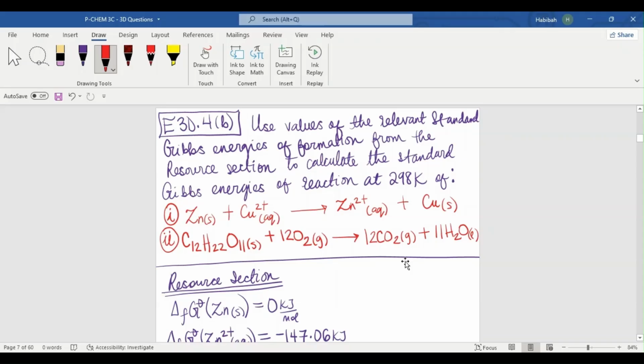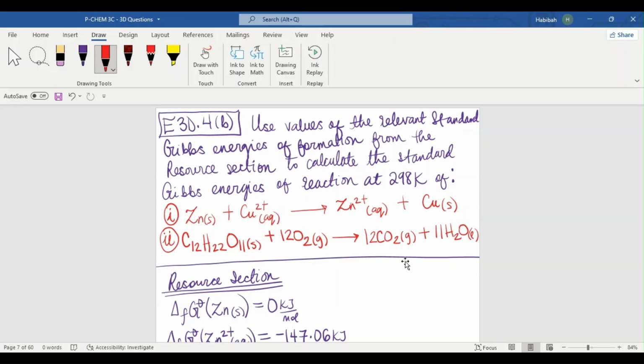Salam and welcome everyone. Today we're going to be working on the question on the screen that says, use the values of the relevant standard Gibbs energies of formation from the resource section to calculate the standard Gibbs energy of reaction at 298 Kelvin of the following reactions. The first reaction, and then we have another reaction. I wanted to quickly mention that this is the B part. I've done the A part in another video. It is the Physical Chemistry Atkins textbook, for anyone who is wondering, the 11th edition.